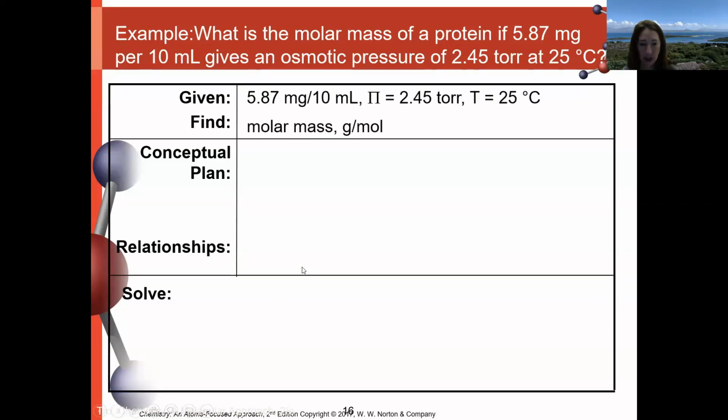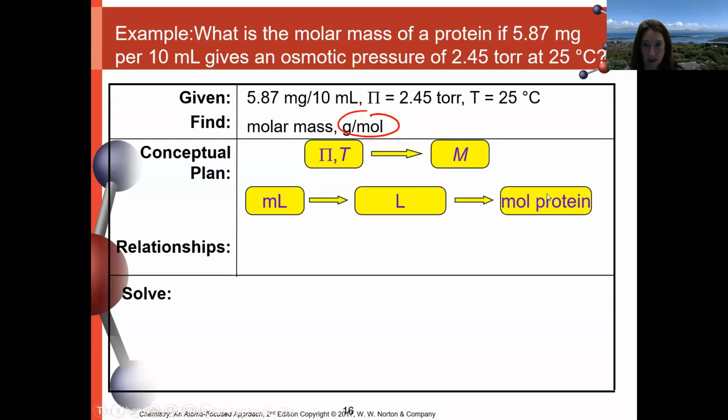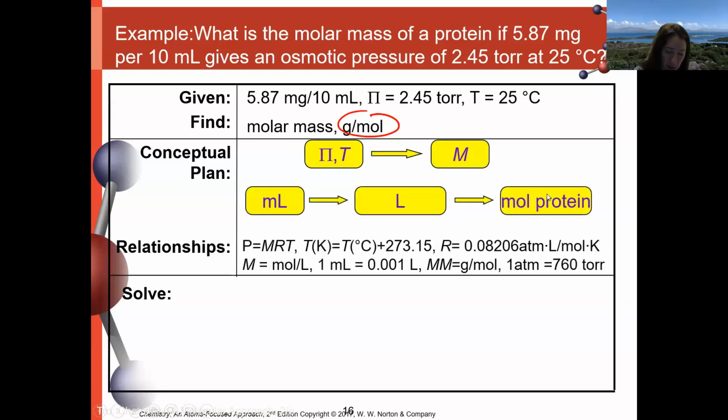Okay, so here's what we have, and we want molar mass. Remember, molar mass is grams over moles. So we have our formula, right? Which is again, I have it written here for you. There it is. So this is our pi. Pi equals moles per liter RT. And we want molar mass, right?